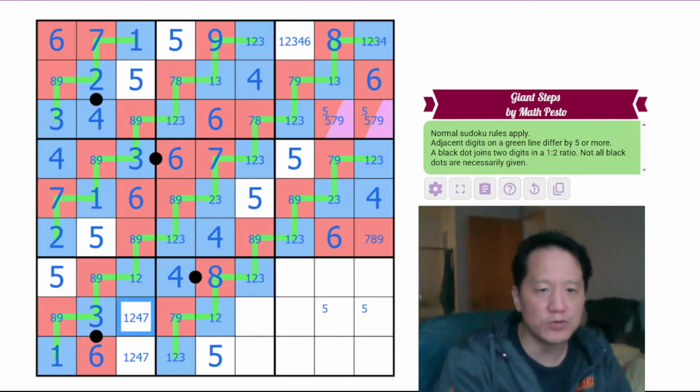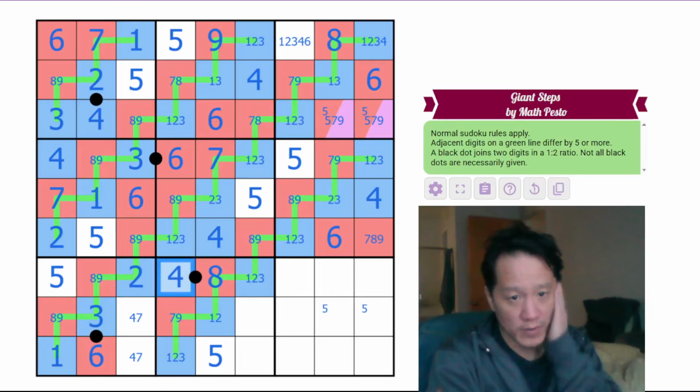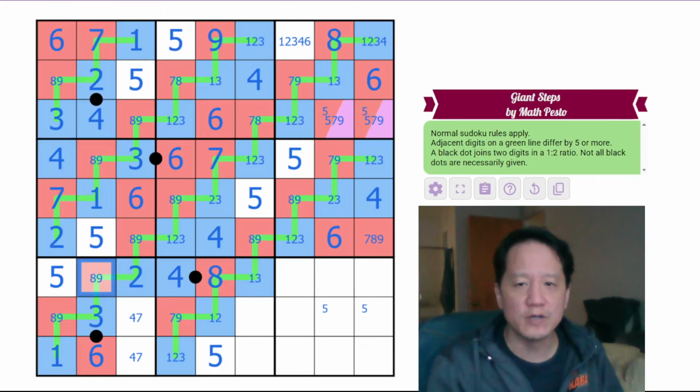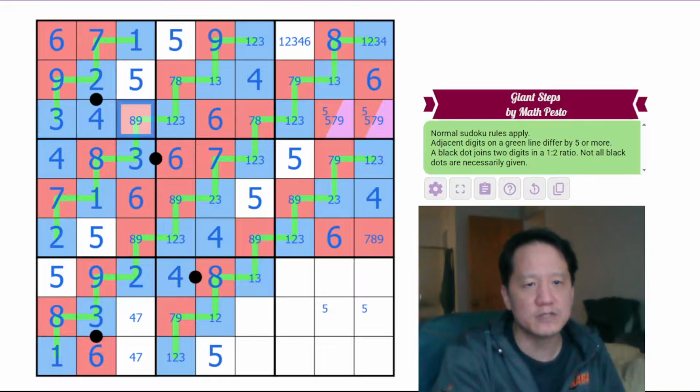1 eliminates 1 here, so that's 2. No 1 or 2 here, so this becomes a 4, 7 pair. 2 eliminates 2 from being here. 8 eliminates 8 from being here, so this is 9 and 8. 9 eliminates 9 here, so that's 8. 8 eliminates 8 here, so that's 9, which makes this 8.